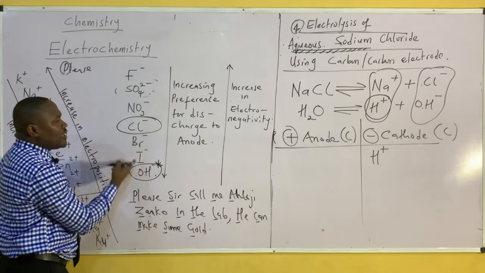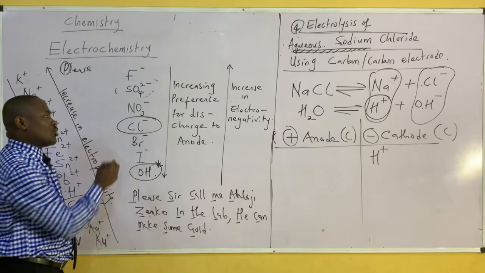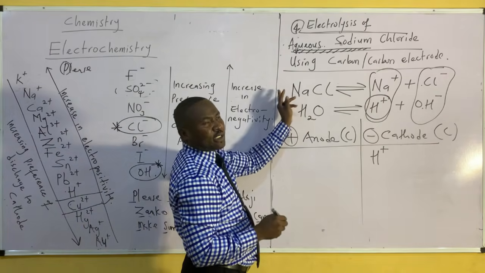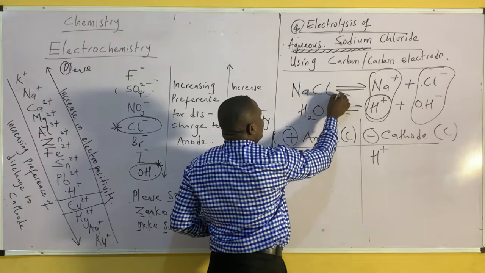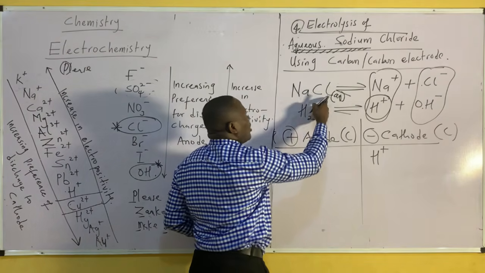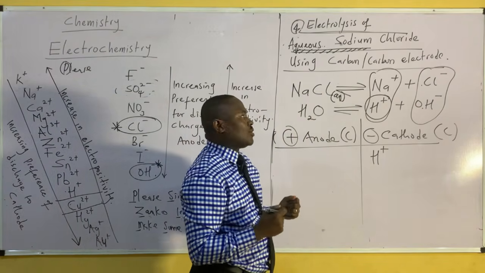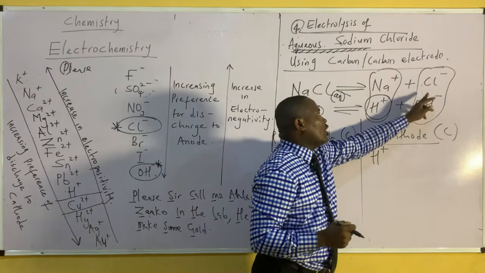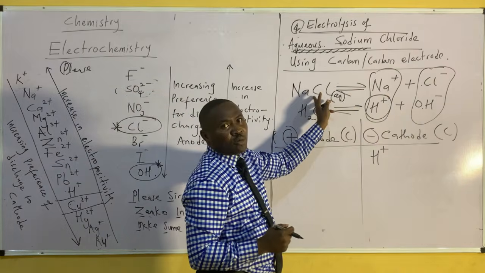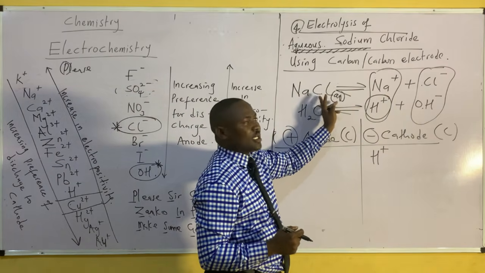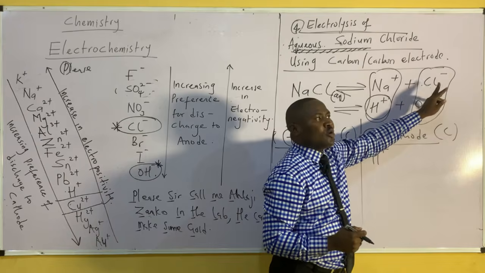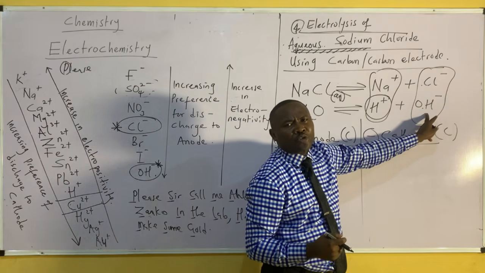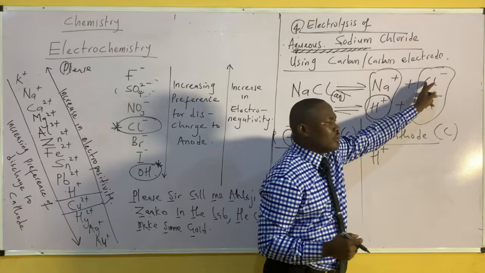But which of them has a higher concentration? Chlorine has a higher concentration because this is the aqueous solution. So chlorine is more concentrated compared to OH. OH is coming from water. Chlorine ion is coming from sodium chloride, and so this is concentrated. Hence, this ion is more concentrated than this ion. But this ion is being favored by position rather than this.